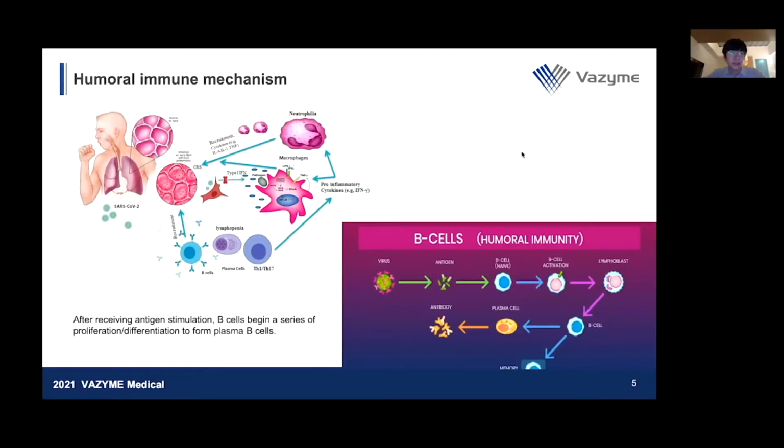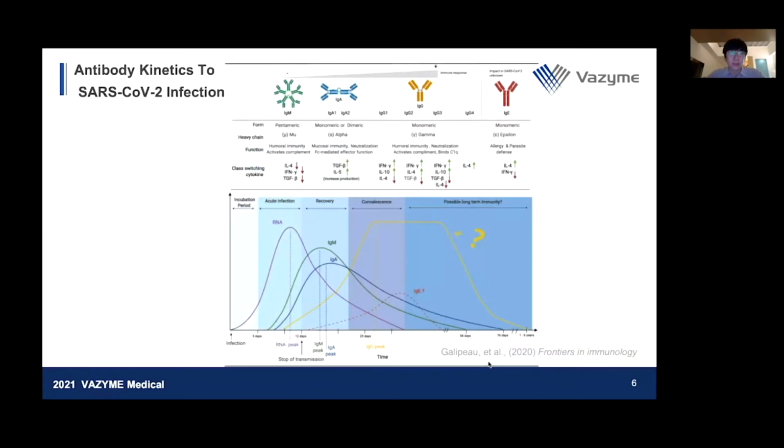During the infection, our immune system, especially the human immune system, also plays a very important role to help and protect us to fight against the virus infection. After receiving the antigen stimulation, the naive B cell will be activated and begin a series of proliferation and differentiation to form plasma B cells, which can produce antibodies, and the antibodies help us fight better against the virus.